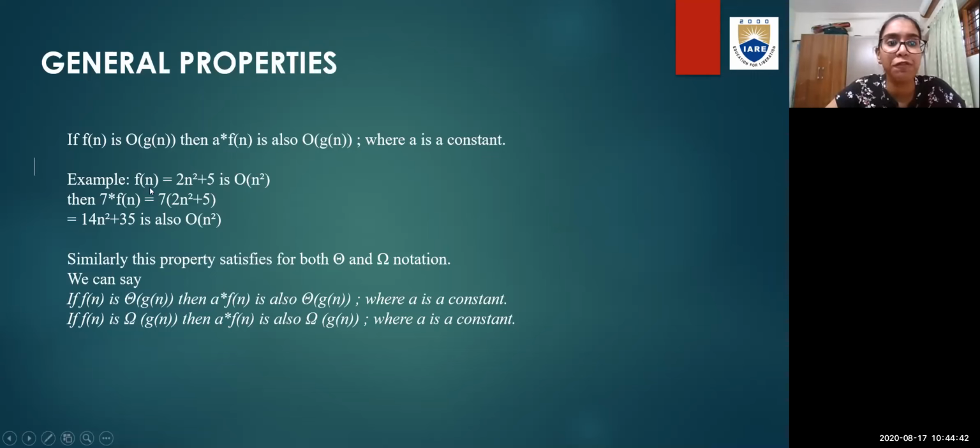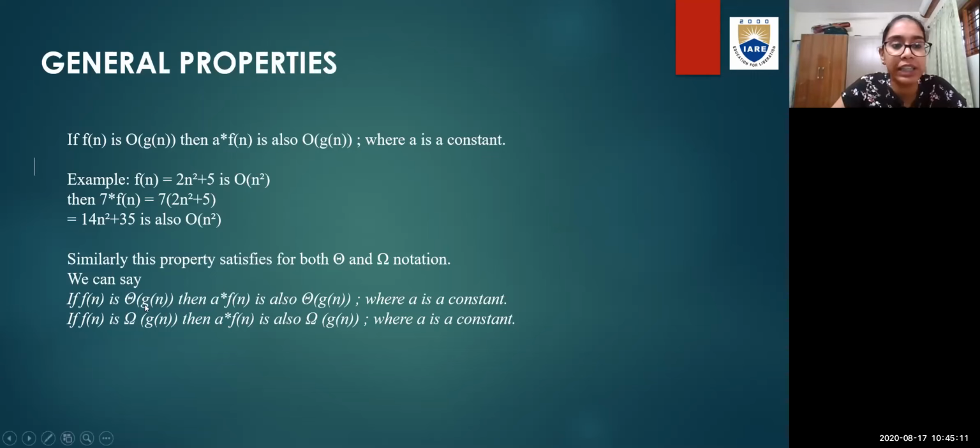For example, f of n is equal to 2n square plus 5. It is big O of n square because the highest degree is n square. Now, if you multiply this f of n with 7, it is still big O of n square only. Multiplying doesn't make any change to your big O of g of n. Similarly, this general property is satisfied for both theta notation and omega notation also.